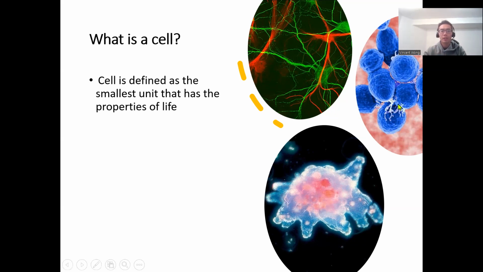Now we have three pictures here. These are different cells. Anybody want to tell me what this might be? You've probably seen this before, like in movies, or on the internet maybe. What kind of cells do you think this is in the body? Any guess?